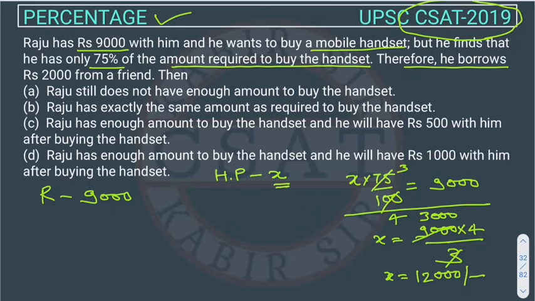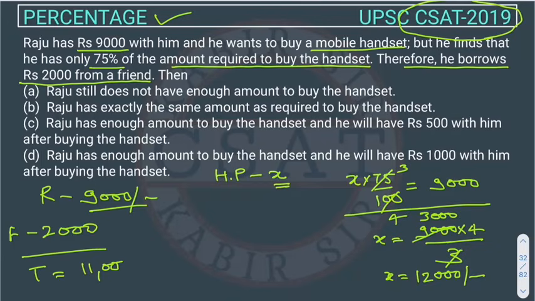Therefore he borrows rupees 2,000 from a friend. Now what is Raju doing? Raju is having 9,000, right? And he borrowed 2,000 from his friend. So now the total money with Raju will be 11,000. And what's the price of the mobile? The price of the new handset is 12,000.